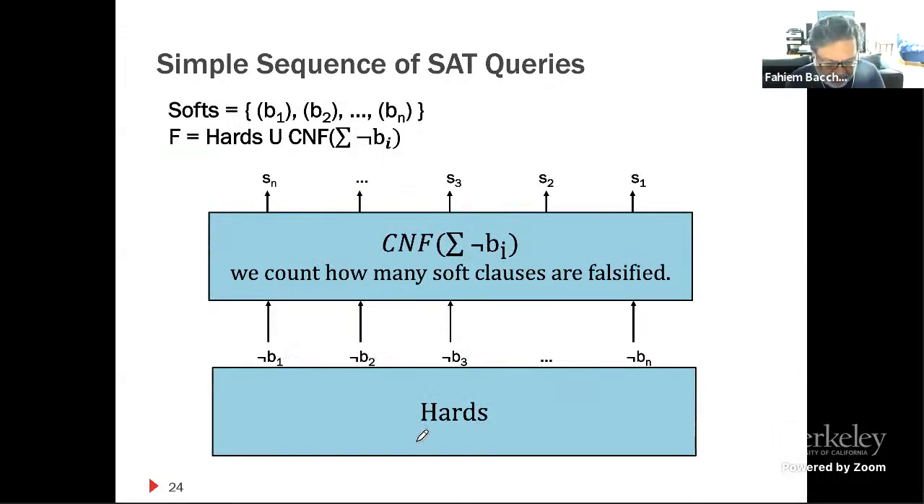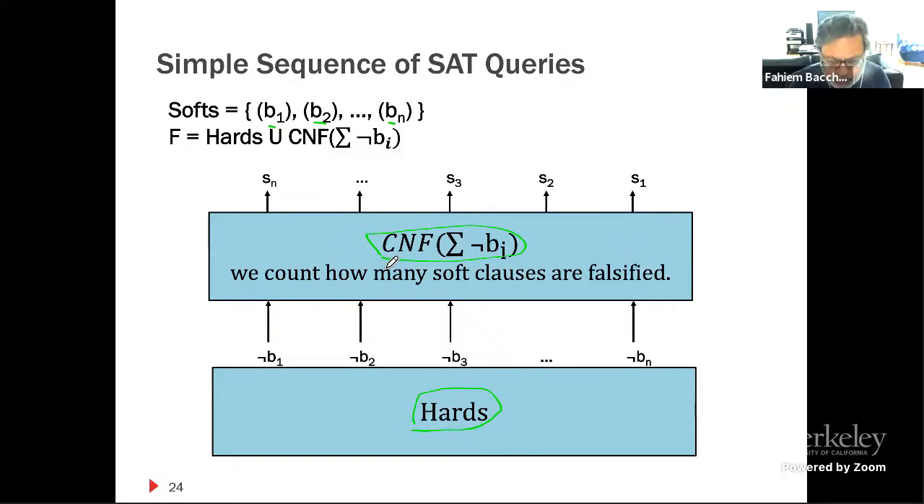Well, you would have the hard clauses, and of course, you have the soft clauses, which are unit soft clauses. And what you do is you feed the negations of those soft clause variables into a CNF encoding of a cardinality constraint, which sums up those soft clauses. So we know how to do that. And this CNF encoding basically sums how many soft clauses are falsified.